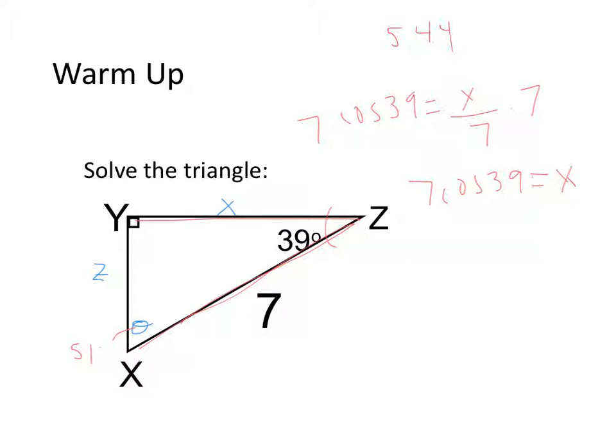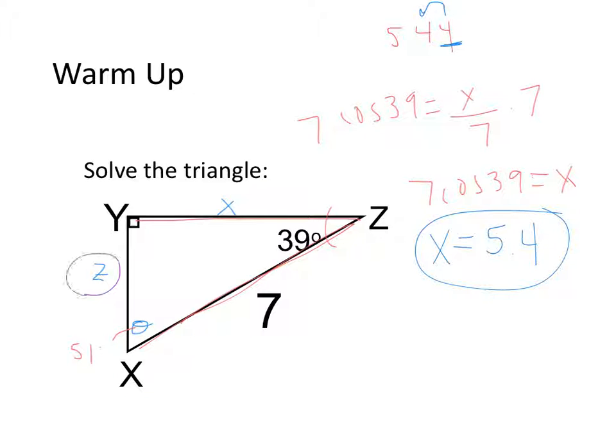So just another little rounding tip. If I want to round to the tenths, I'm going to look at the digit right after that. And then I will say, will the 4 round the 4 up? Nope, it'll stay where it's at. So x equals 5.4. And then now I'll solve for side Z.